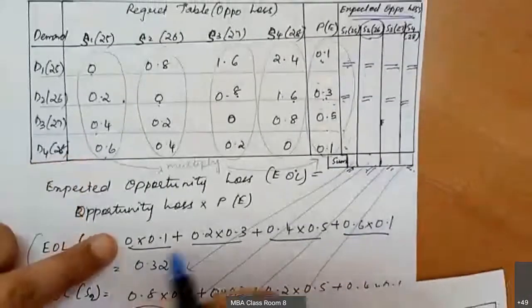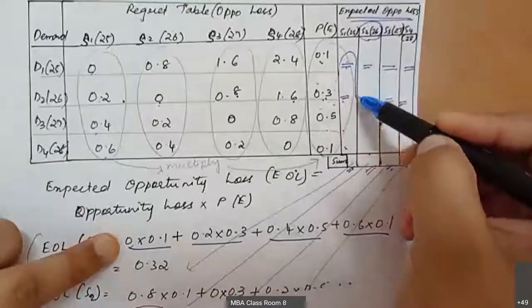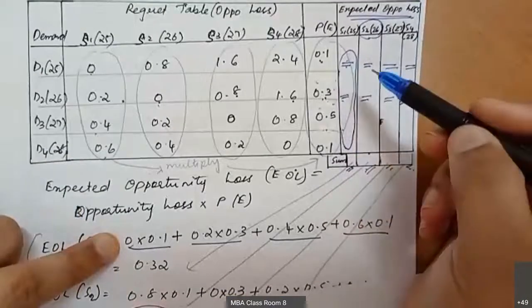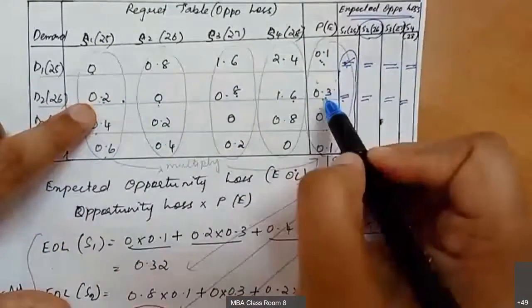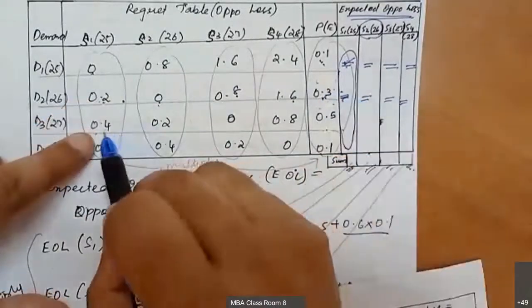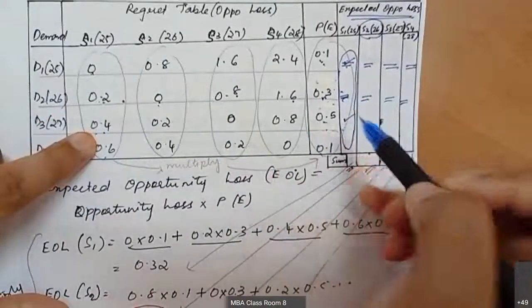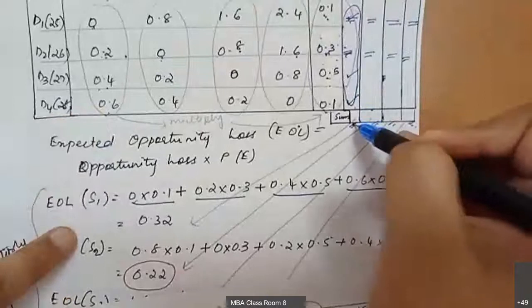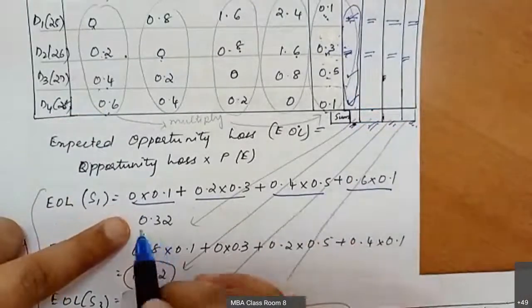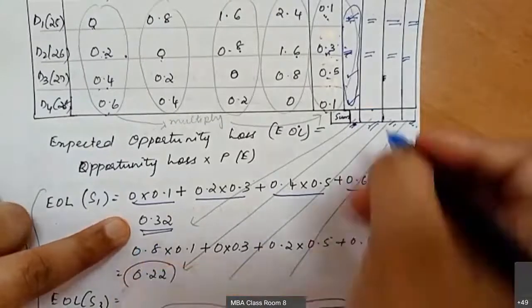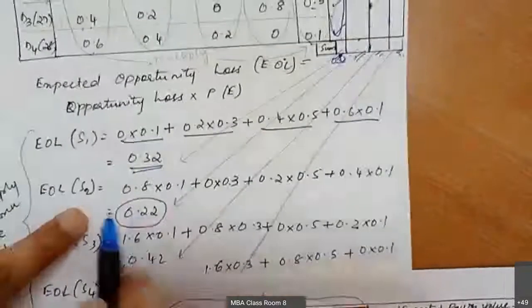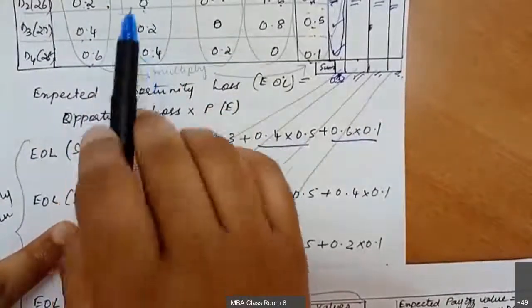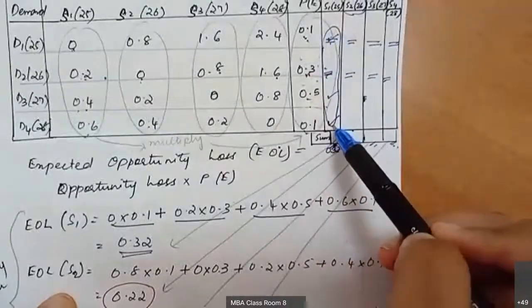All these values added will be this column. This 0 into 0.1 is a value here, plus 0.2 into 0.3 is the value here, plus 0.4 into 0.5 is a value here, 0.6 into 0.1 is a value here. So you add all the values and you will get this value. All these values added, I have got 0.32. Similarly, next one, this entire column, you multiply and add it with the probability column.